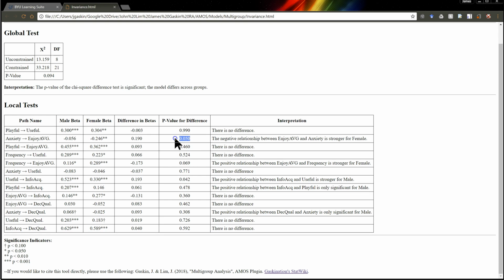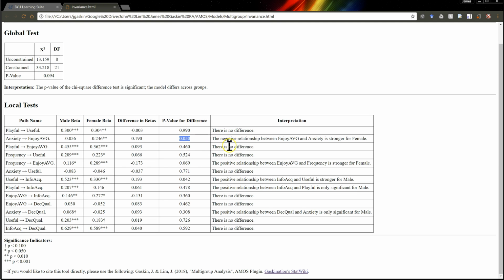Whereas the next one, there is a significant difference, and the negative relationship between enjoyment and anxiety is stronger for females. And so we can see that here. There's a negative effect that is stronger for females than for males. In fact, for males, it's not even significant, but there is a significant difference between them.